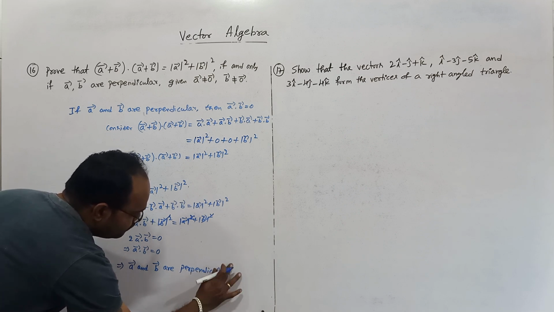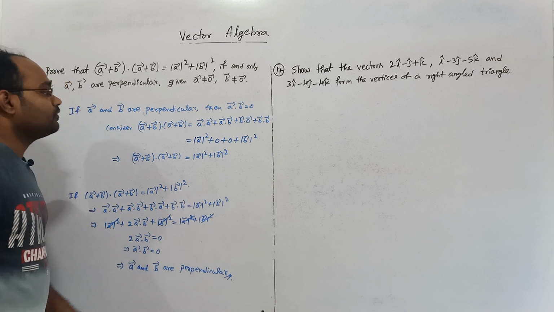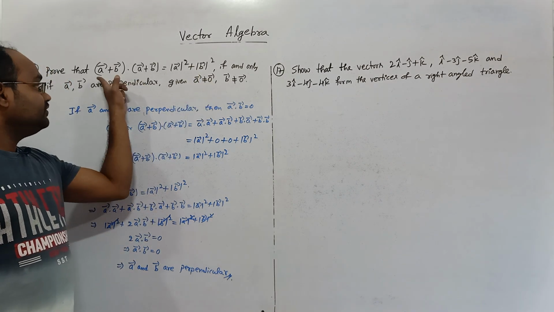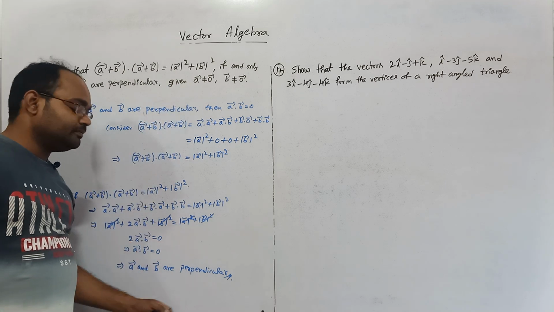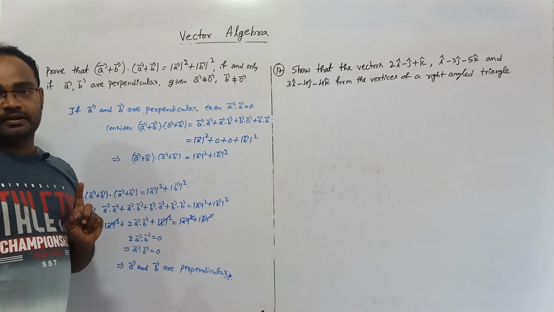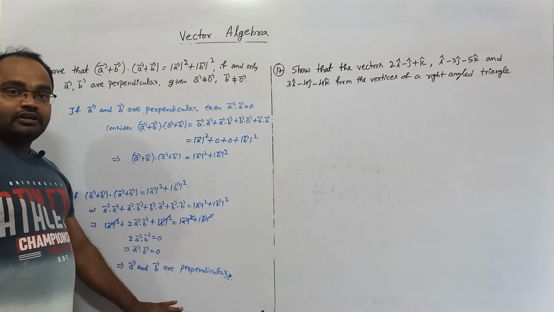So both cases are proved. Therefore if we assume that they are perpendicular, this gets verified. If this verifies, we can prove that a and b are perpendicular. Therefore it is an if and only if condition, a biconditional, right?